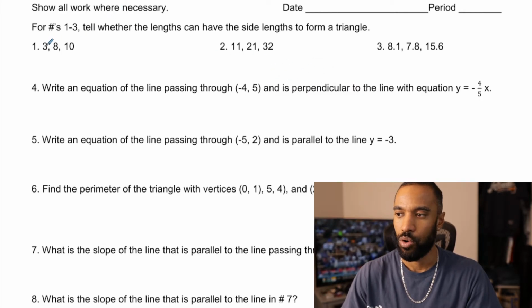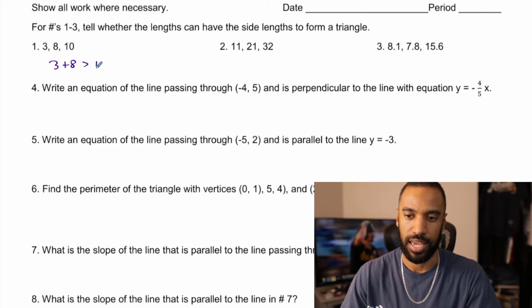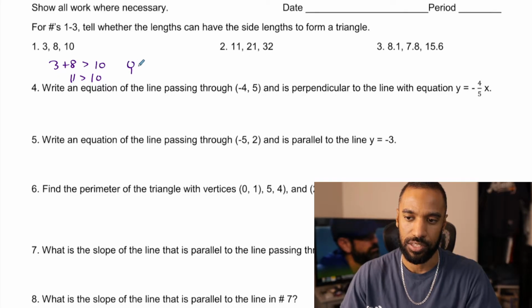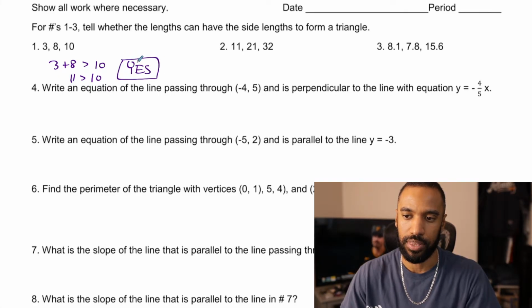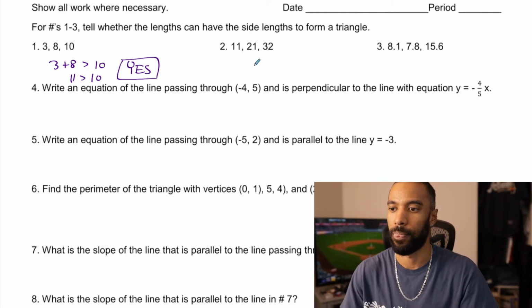We're going to compare the lengths 3, 8, and 10. 3 plus 8 must be greater than 10. Is that so? 11 is greater than 10, so yes. That's true. Therefore, these three lengths can make a triangle. It's possible to form them up to make a triangle.